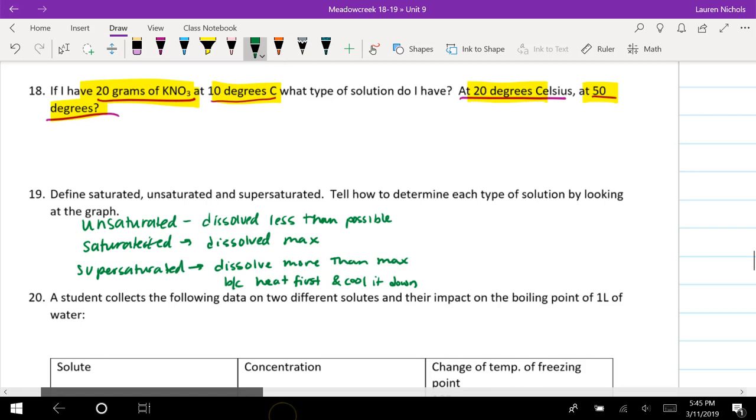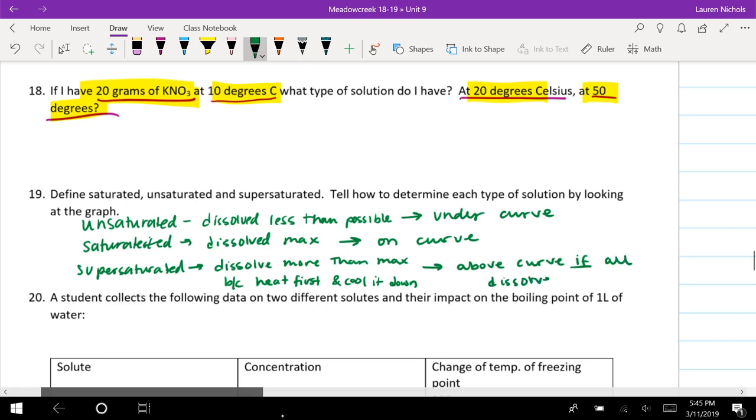Now, unsaturated solutions are always under the curve. A saturated solution is always on the curve. And then supersaturated solutions are above the curve. But here's the key thing. If it says it's all dissolved. So what if it's above the curve and it's not all dissolved?